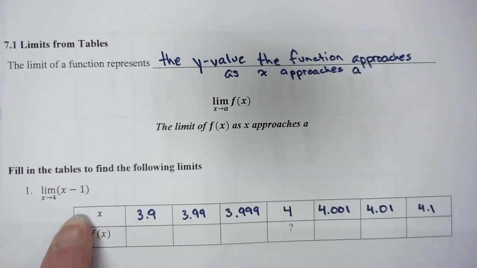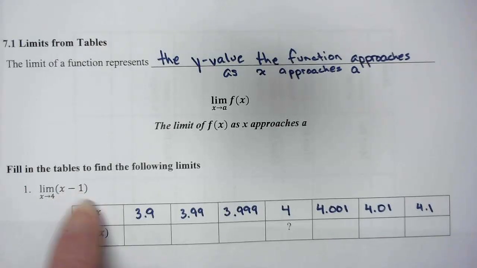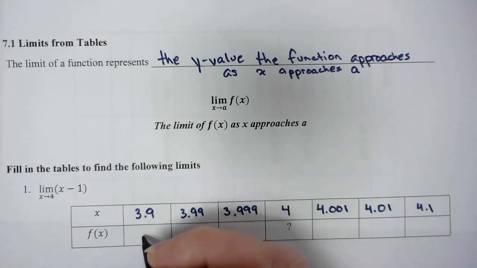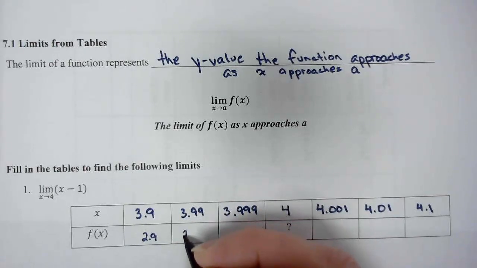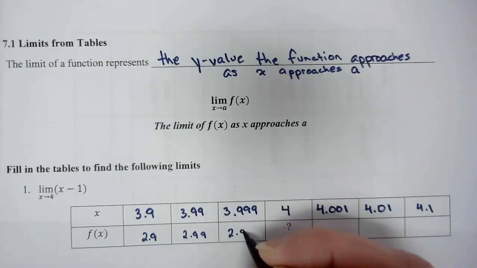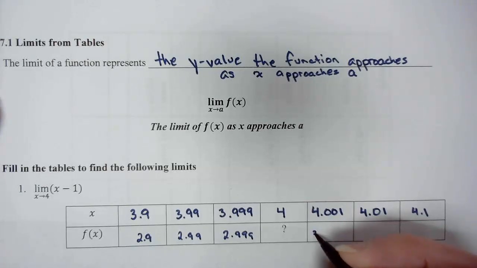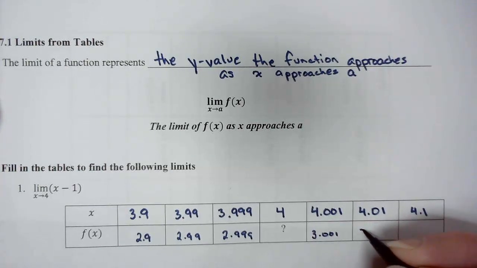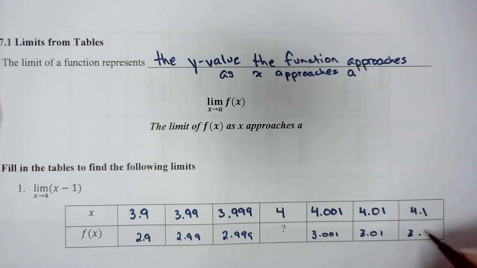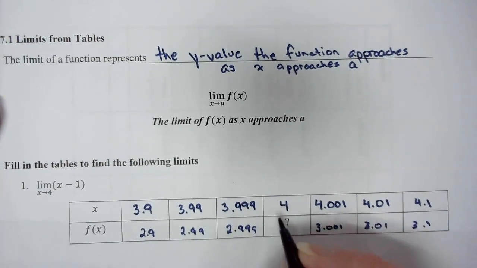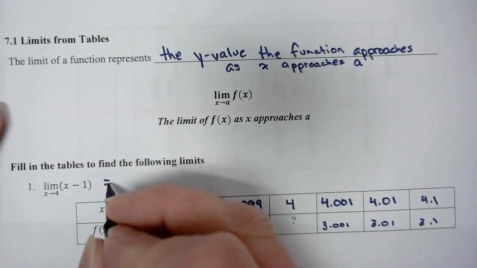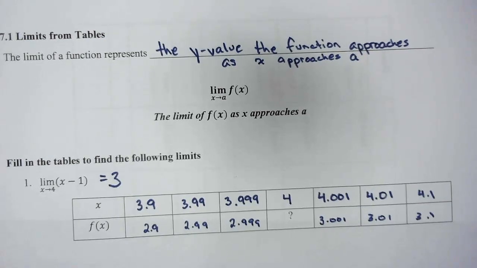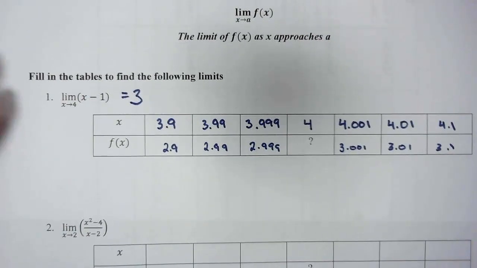This one's kind of easy to do without even a calculator. It's x minus 1, so that would give me 2.9, 2.99, 2.999, 3.001, 3.01, 3.1. What is the function approaching? What y value are we approaching? Well, we're approaching 3. Now, yeah, I know that is actually what we get if we plugged in 4 for x. But what about this one?